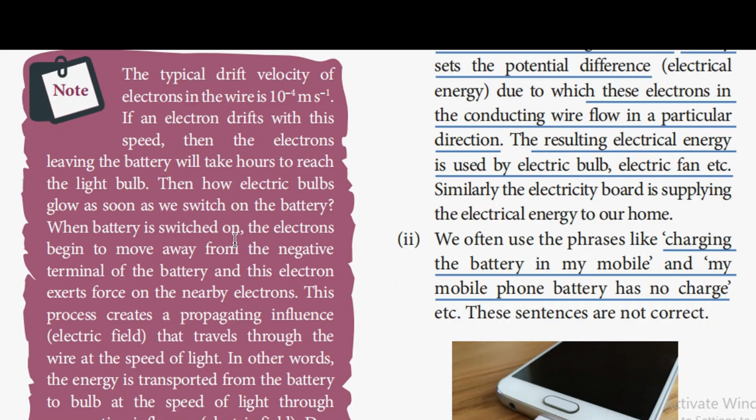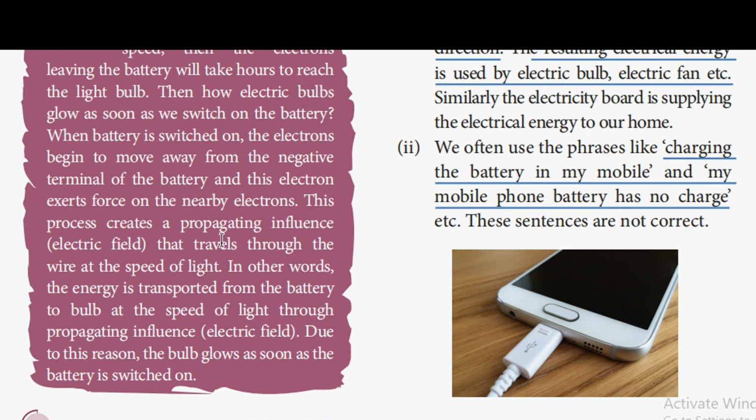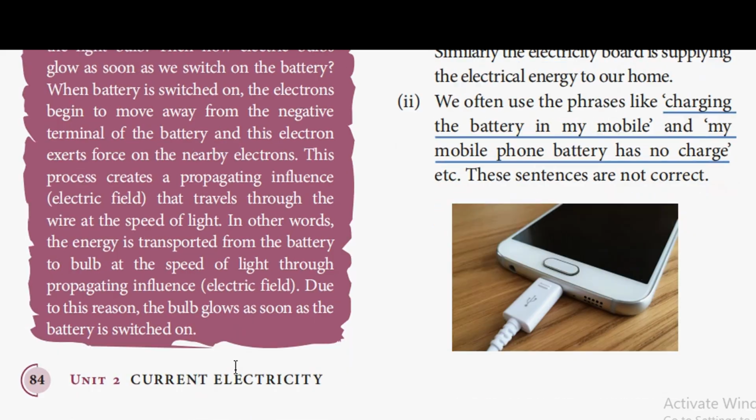Here, when the battery is switched on, the electrons begin to move away from the negative terminal of the battery, and these electrons exert a force on the nearby electrons. This process creates a propagating influence, which is called the electric field, that travels through the wire at the speed of light. In other words, the energy is transported from the battery to the bulb at the speed of light through the propagating influence, that is the electric field. Due to this reason, the bulb glows as soon as the battery is switched on.